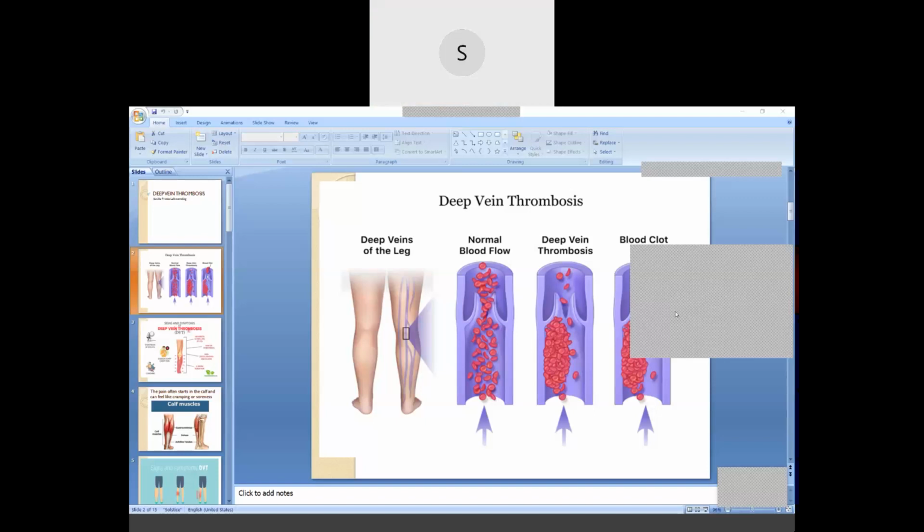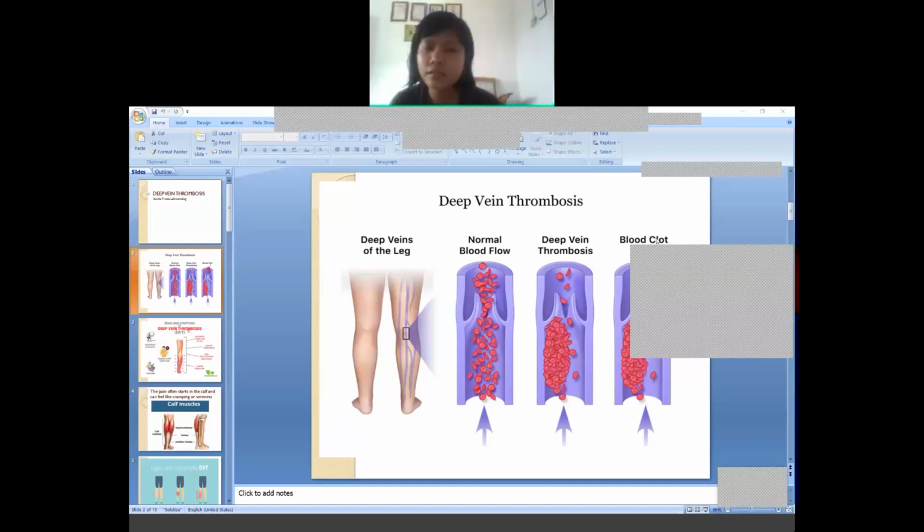Next, Sheetal. Can you tell me some of the symptoms of pulmonary embolism? Coughing out blood. Okay, anything else? Rapid breathing. Okay, good.